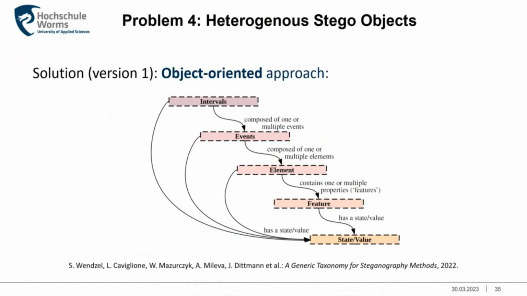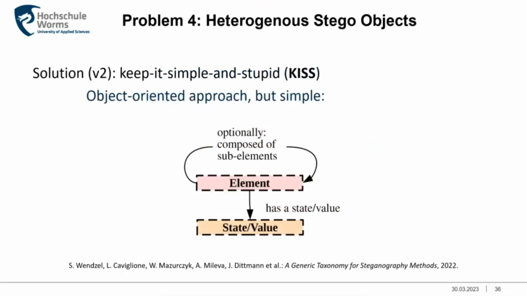I will not go into the details of this because it was not working. We thought this will work, but it didn't. So here's the easy way. We have elements that contain sub-elements as many times as we want. And these elements have a state or value, and that's it. So we describe everything in a very simple object-oriented approach.